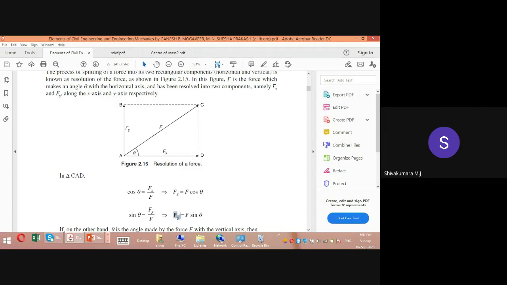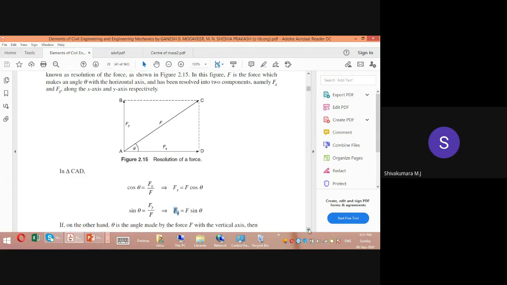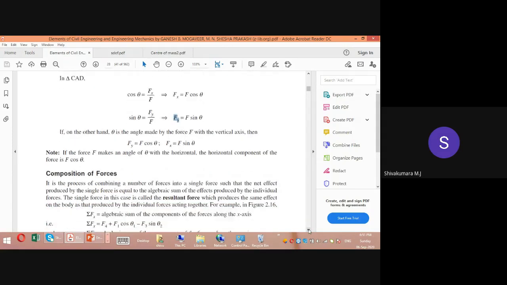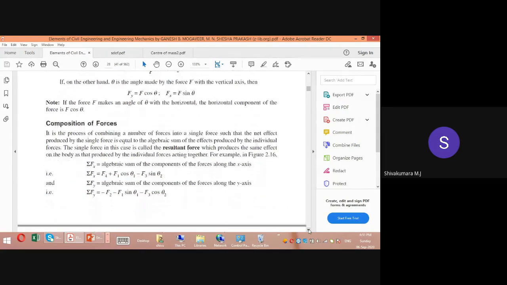Fx and Fy, these split parts, their effect will be the same as F on the body. Whatever the effect caused by one single force F on the body is the same as the effect caused by Fx and Fy together. This is how to resolve a single force, which is required for solving problems.